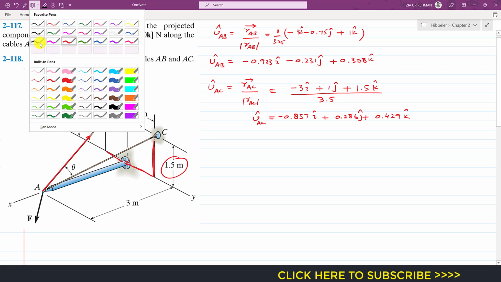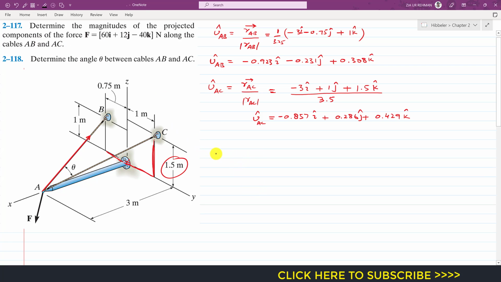Now we are required to find the components of this force F along AB and AC. So let's say that FAB is the component of the force F along AB. We can write that this will be equal to F dot the unit vector along AB.